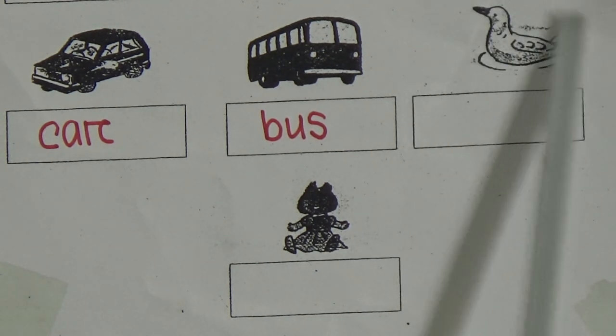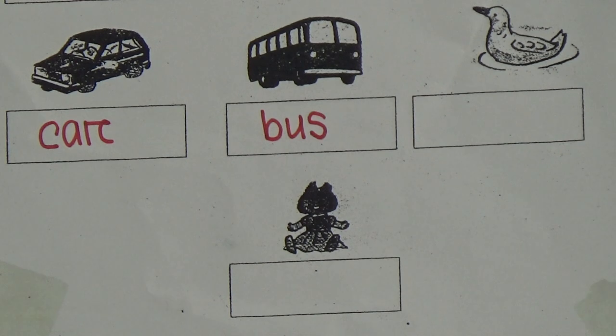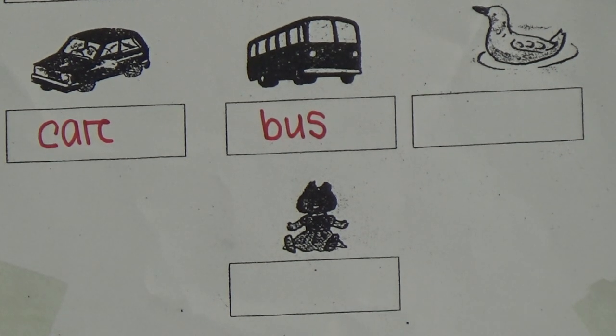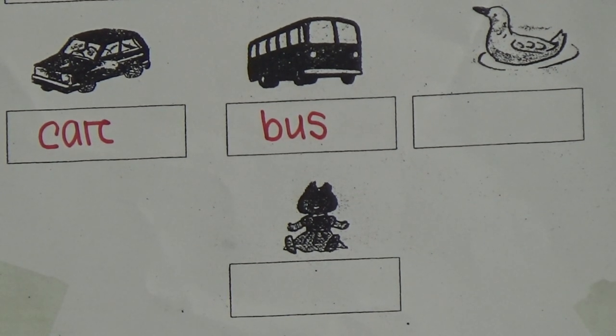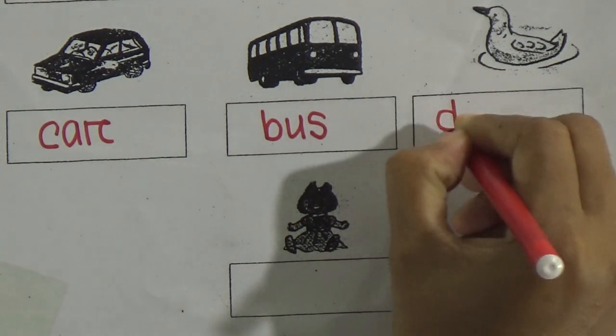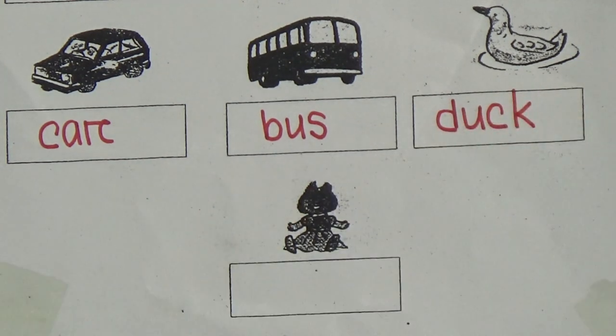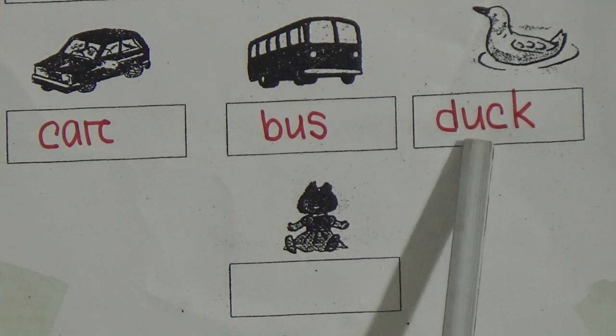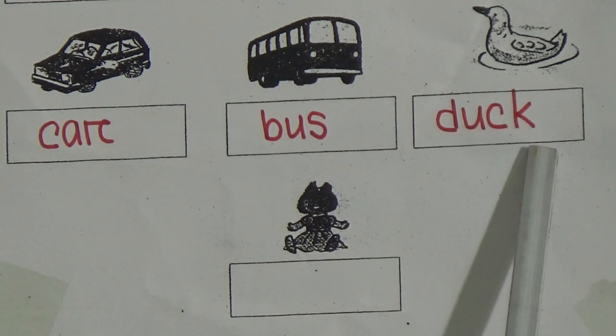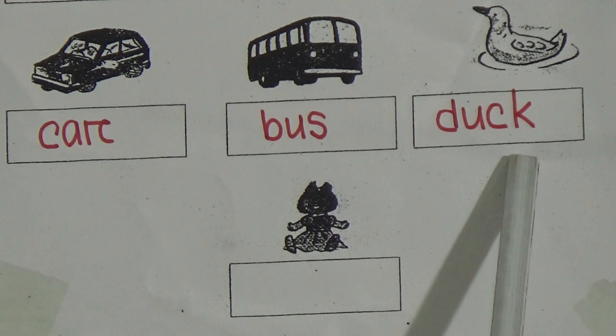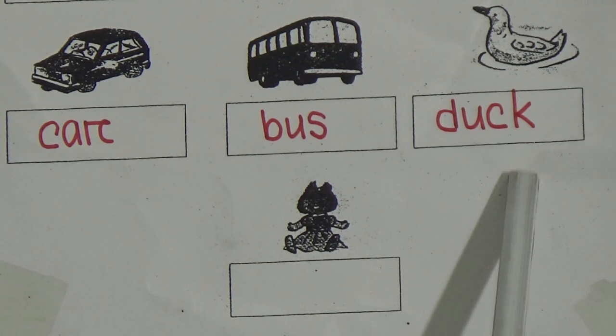Now this one, can you say what will be the word of this picture? Okay, this is the picture of a duck. And the spelling is D-U-C-K, duck. Again, say with me, D-U-C-K, duck. So our word will be duck.